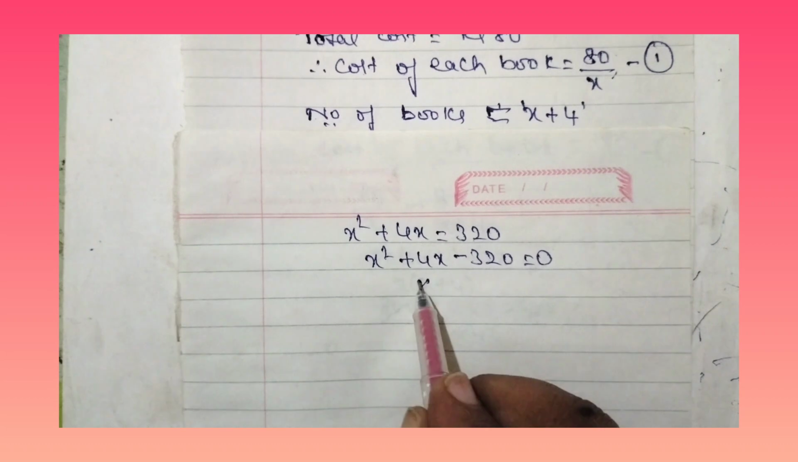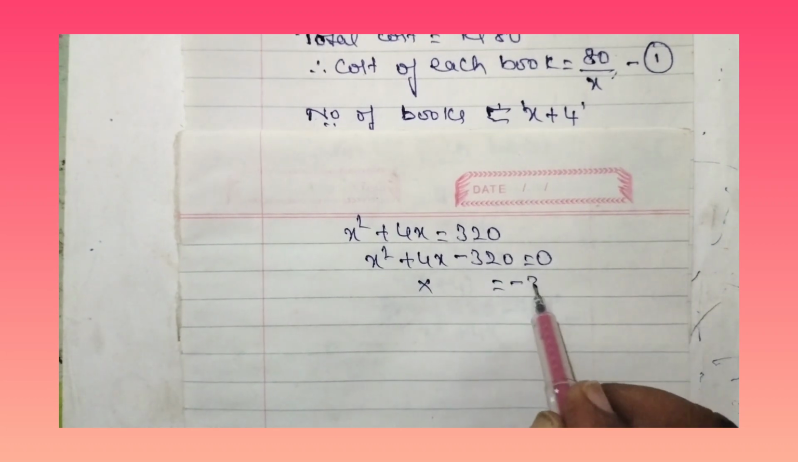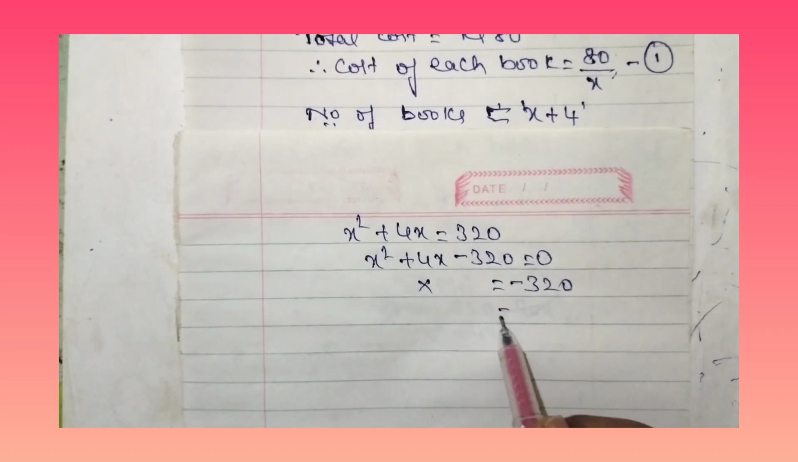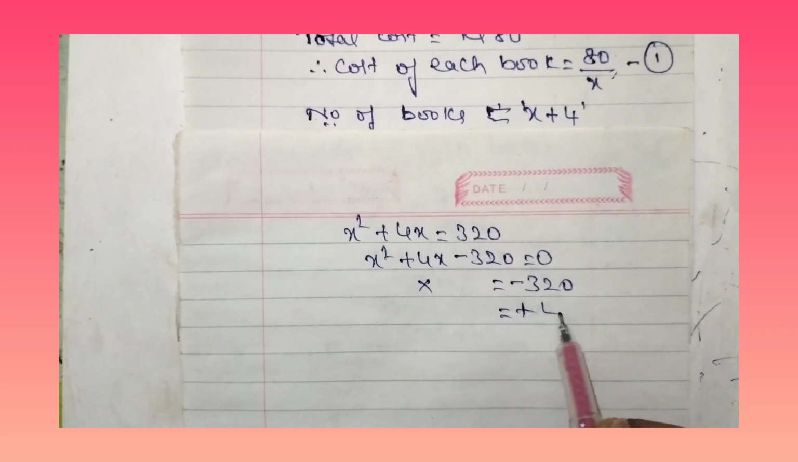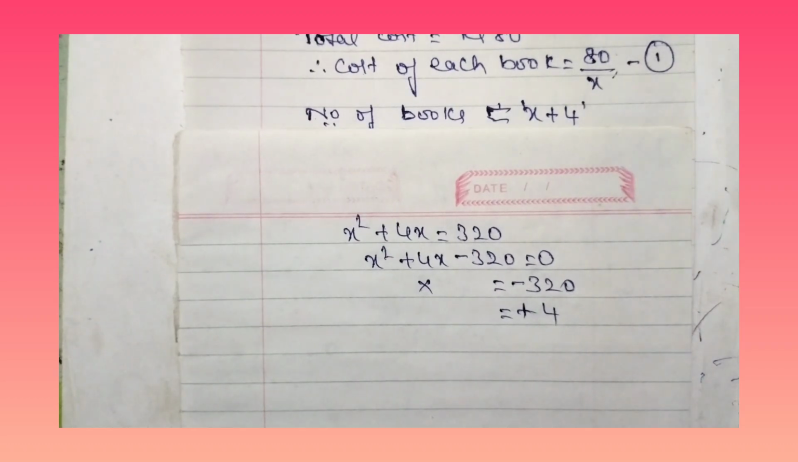If I multiply any two numbers, I have to get minus 320. If I add or subtract, I have to get plus 4. ಮಲ್ಟಿಪ್ಲೈ ಮಾಡಿದ್ರೆ ಮೈನಸ್ 320 ಬರಬೇಕು. ಆಡ್ ಅಥವಾ ಸಬ್ಟ್ರಾಕ್ಟ್ ಮಾಡಿದ್ರೆ ಪ್ಲಸ್ 4 ಬರಬೇಕು. ಹಾಗಾದ್ರೆ ಎಷ್ಟು ಅಂತ ನೋಡೋಣ. Let us see this question.